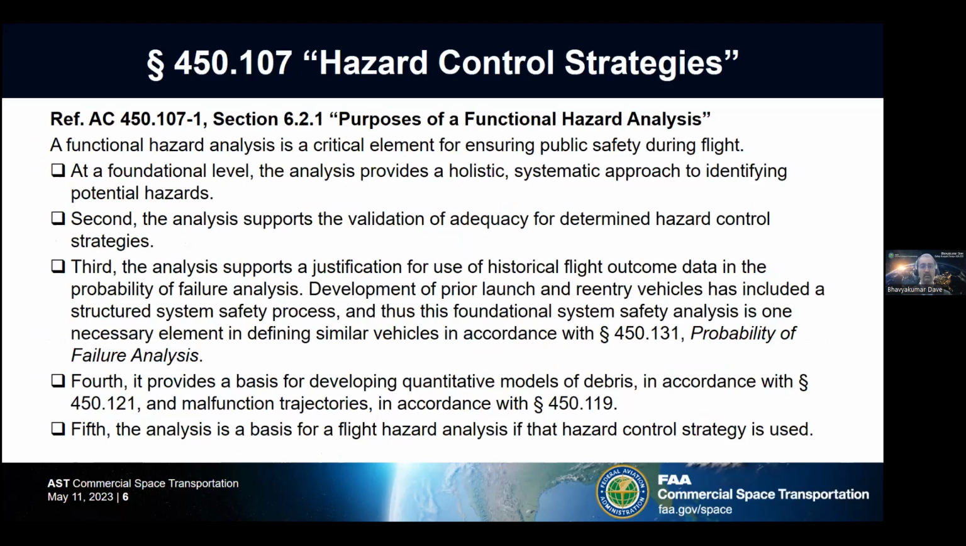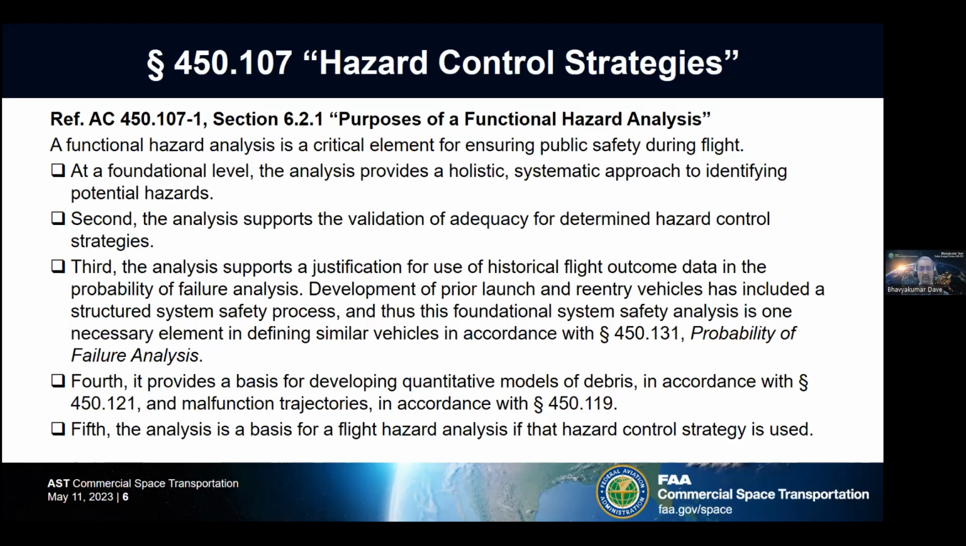Okay, so section 6.2.1 of the AC talks about the 5 purposes of the functional hazard analysis. As I mentioned earlier, 107 is the heart of Part 450, and the functional hazard analysis is a very critical element in ensuring public safety during the flight. This is because the functional hazard analysis is a foundational analysis that provides a holistic and systematic approach to identifying potential hazards to the public, and it also supports the validation of adequacy for the determined hazard control strategies.